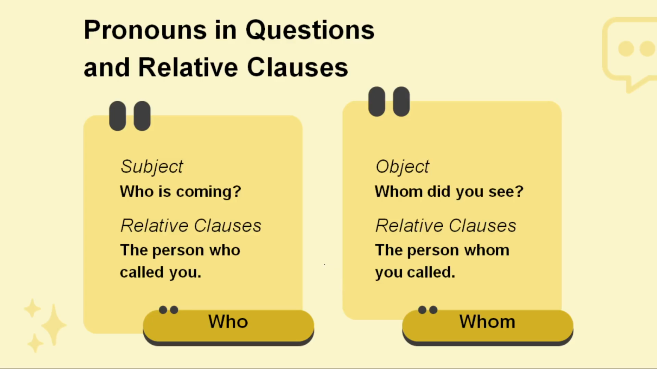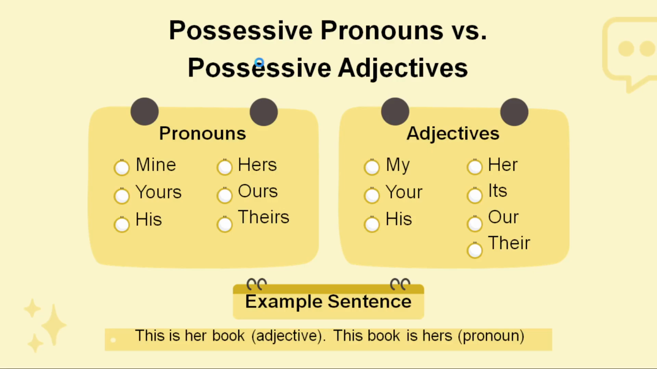Yes, coming to the question part, how can you question in the pronouns? Let us see this. Subject: who is coming. So you have to question who. So who will be the subject over here. Here, whom did you see? Whom will be the object over here. So can you see the difference? Who will be the subject and whom will be the object. So this is a different way how we represent the pronouns in questions.